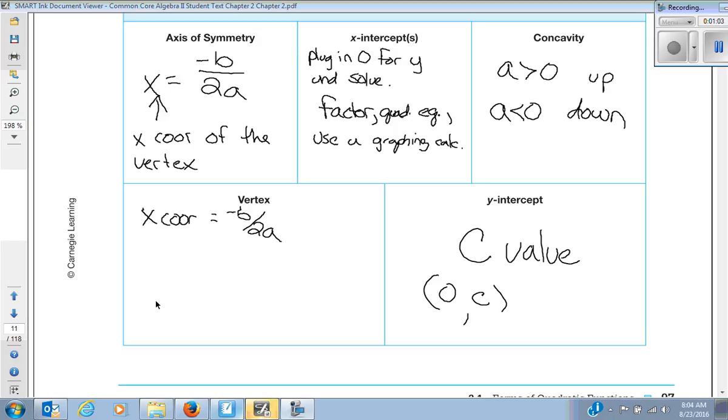We talked about the b and the a coming from the equation. And then we said that's only the x coordinate. I need an x and a y. The way you find the y is you plug the x in and solve for y.